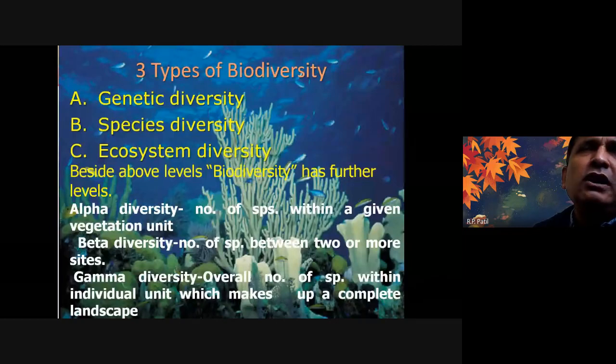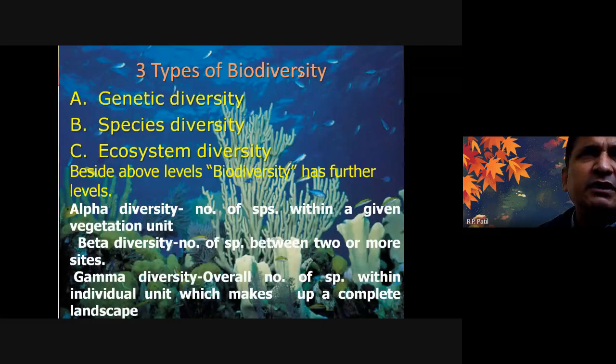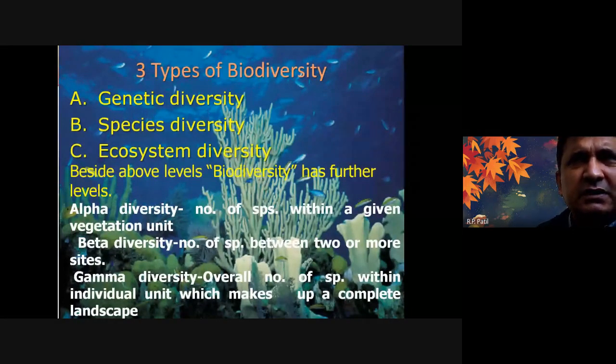So ecosystem diversity may be of different types: alpha diversity, beta diversity, or gamma diversity. So what is alpha diversity? The number of species within a given vegetation unit. So this may be a single unit in which the number of species that occur are found. That diversity is called the alpha diversity.